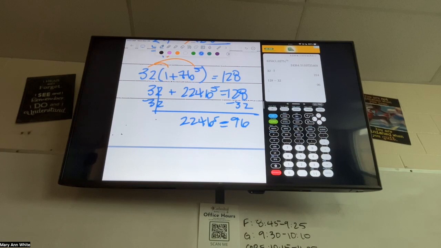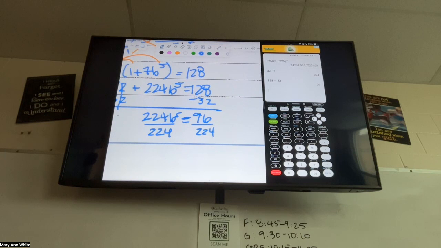When I divide by 224 from both sides, again, as tempting as it is to make it a decimal, I'm gonna push us to keep it as a fraction, okay? So 96 and 224, I'm sure, have a common factor. I'm sure they're both divisible by 4, right? 96 divided by 4 is 24. 224 divided by 4 is 56.